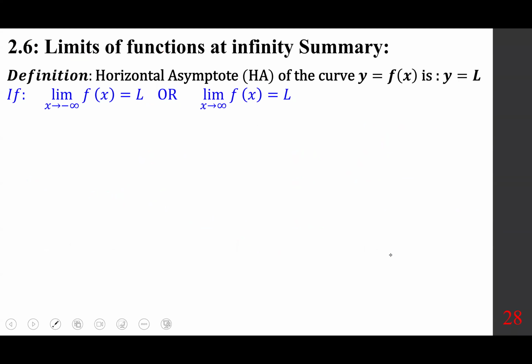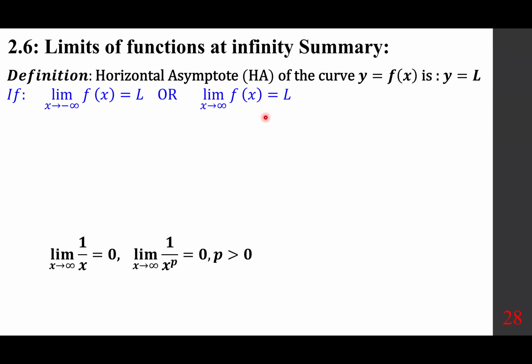Limits of functions at infinity. Here's the summary. Definition: horizontal asymptote, or HA, of the curve y equals f of x is y equals L. The limit of f of x as x approaches negative infinity or positive infinity is L. That's the definition of a horizontal asymptote. And then y equals L becomes the horizontal asymptote.